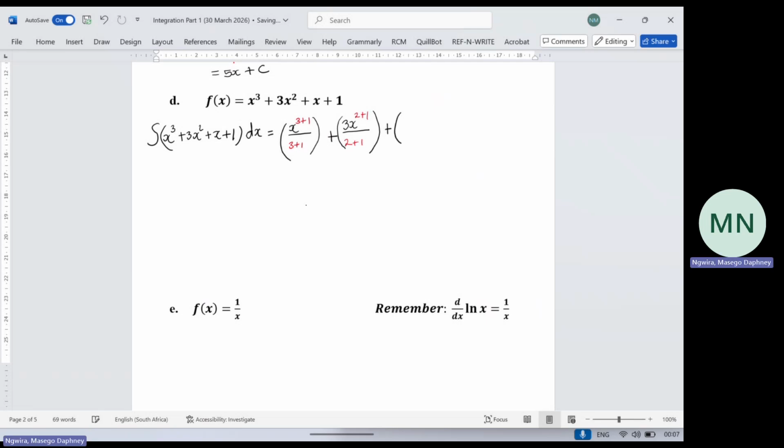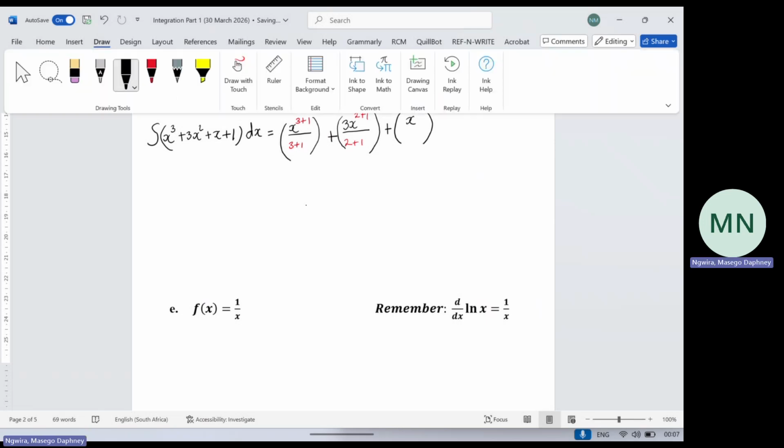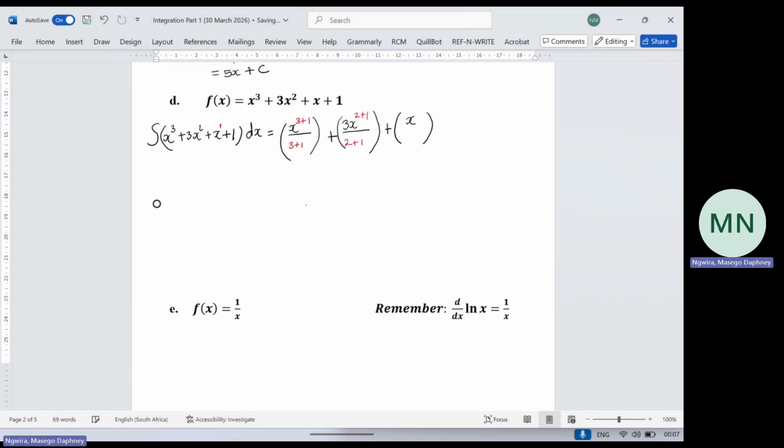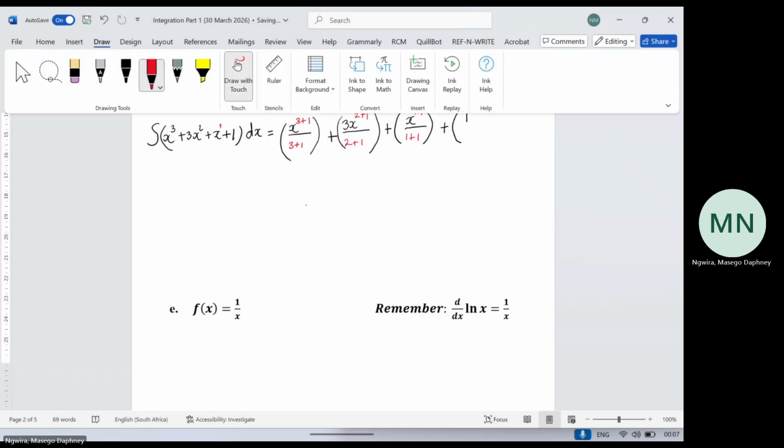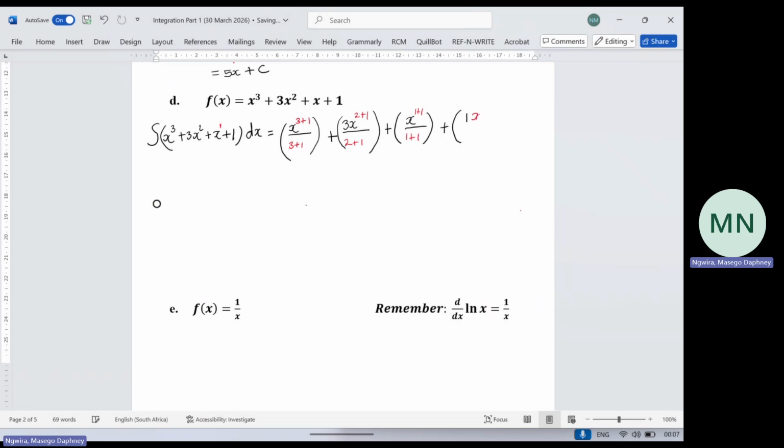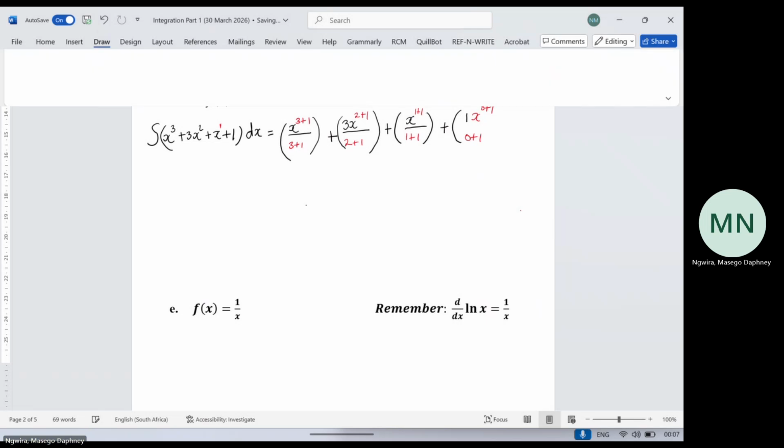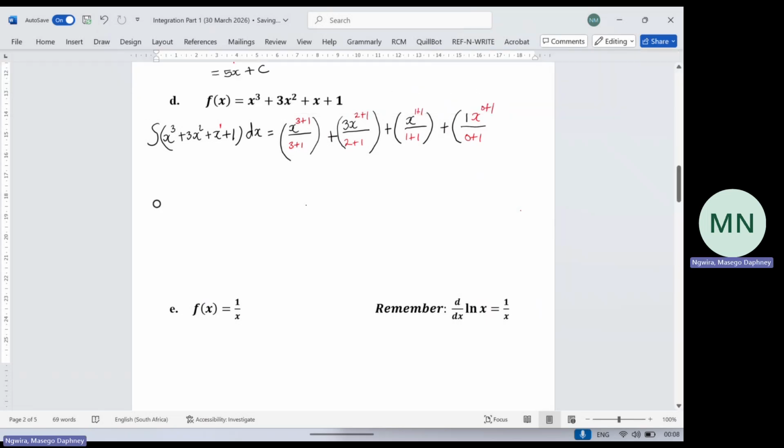And then you move on to this one of x. So it's going to be x to the power of, because there's always a 1 if there's no exponent. There's always a 1 there. So it's just going to be 1 plus 1 over 1 plus 1. Okay. And then now we move on to 1. So it's going to be plus. So with the 1, remember we say it's going to be 1, then x to the power of 0 plus 1. If it's a constant, it's going to be x to the power of 0 plus 1, then over 0 plus 1. And then plus c, don't forget the plus c.